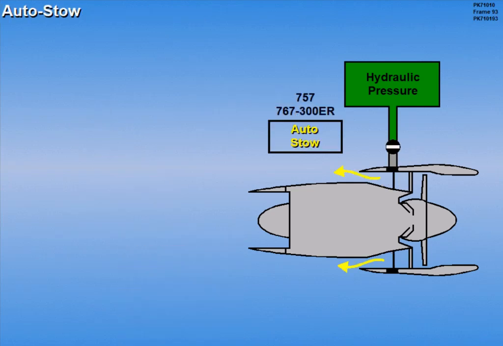An auto stow system is incorporated in the thrust reverser system on 757s and 767-300ERs. If a reverser becomes inadvertently unlocked, the auto stow system automatically sends a signal to open the respective isolation valve supplying pressure to stow the reverser. Now try some questions.